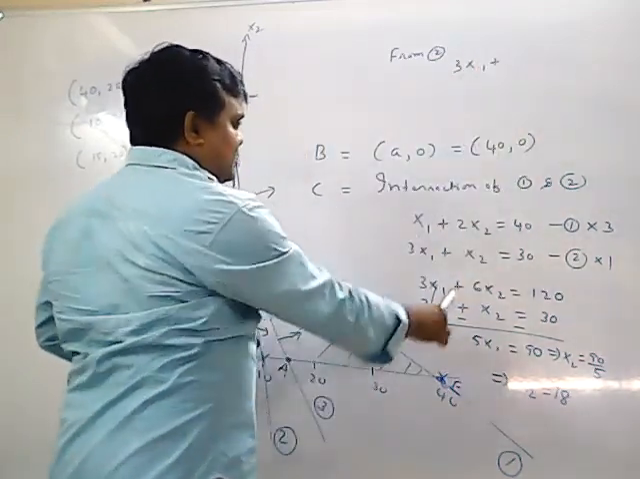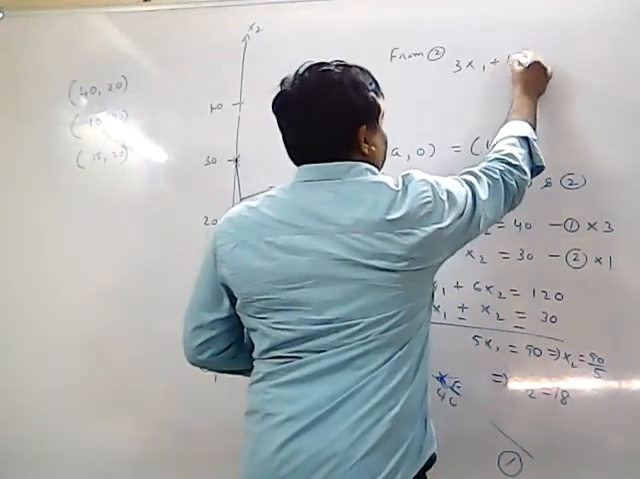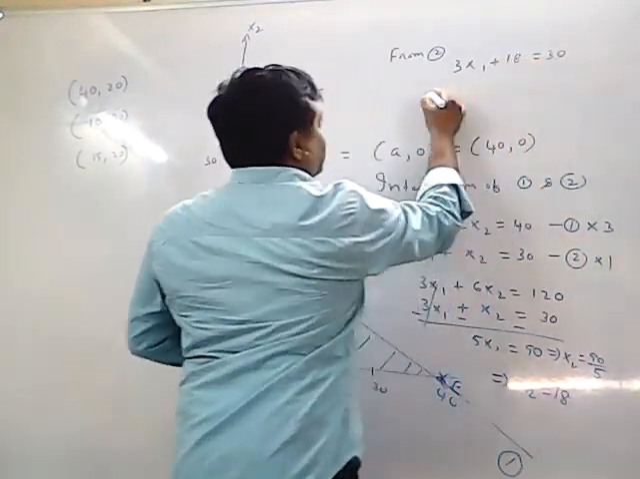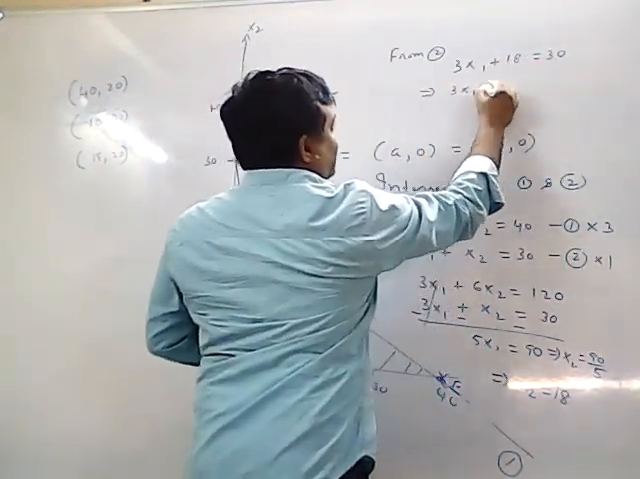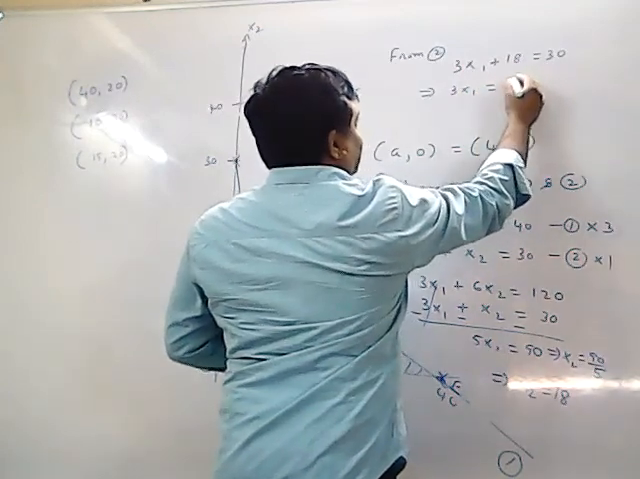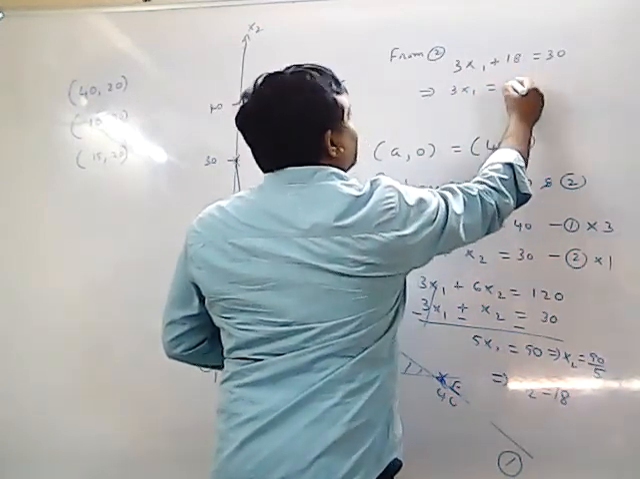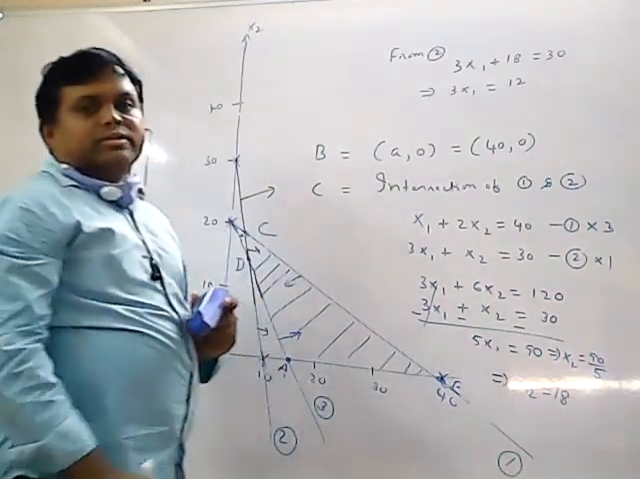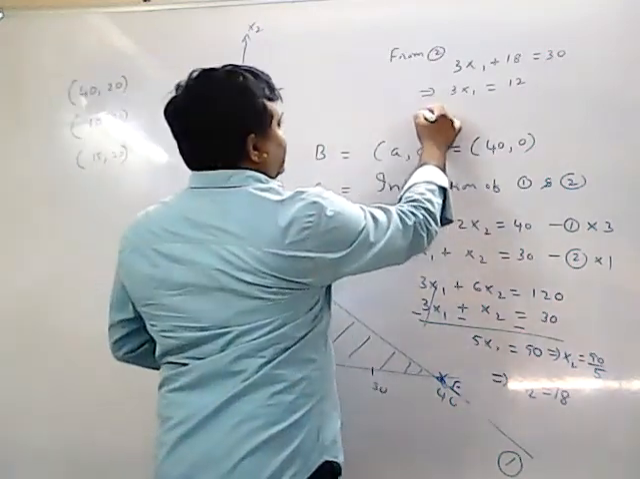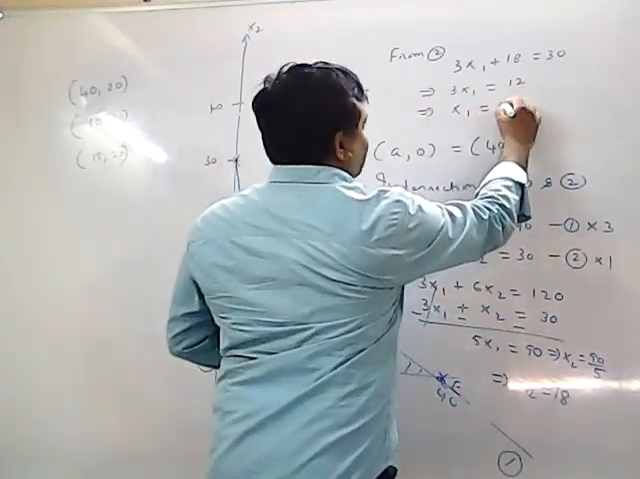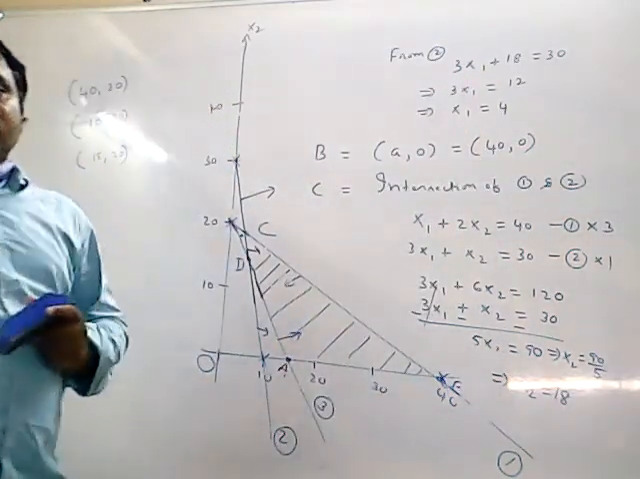3x1 plus x2 value. What is the x2 value? We got 18 equal to 30. This implies 3x1 equal to 30 minus 18. What is 30 minus 18? It is 12. So that means x1 equals 4.